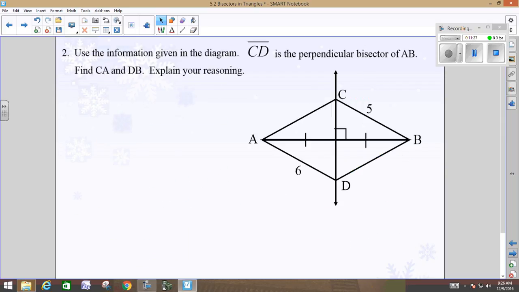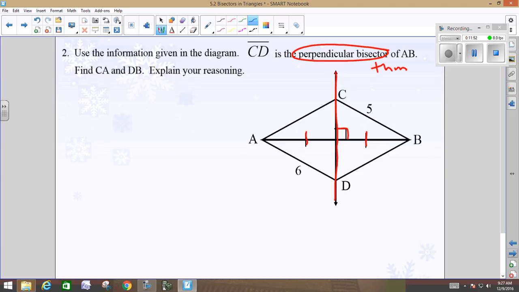Using this information, CD is the perpendicular bisector of segment AB. So the vertical line is creating a right angle with the horizontal one, and it's cutting it in half. We have that already marked for us. Perpendicular bisector, so we're going to be looking at the perpendicular bisector theorem. That was the very first one.